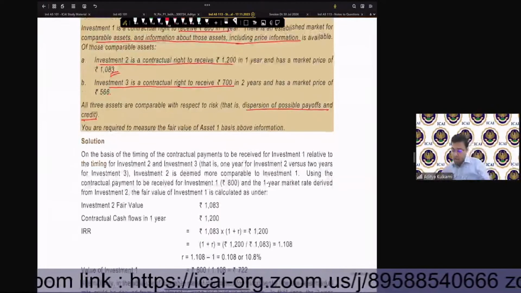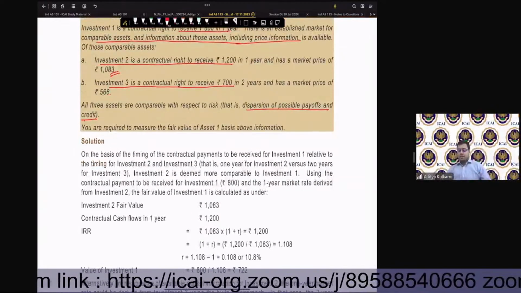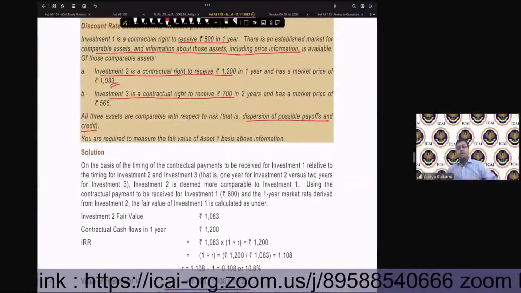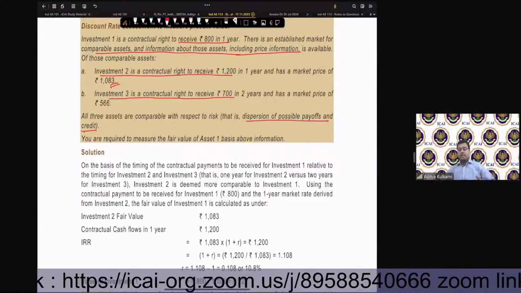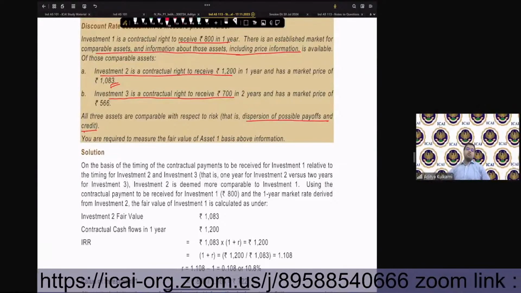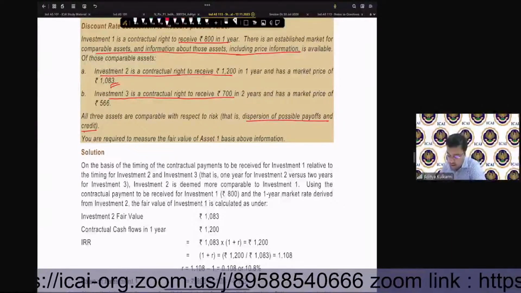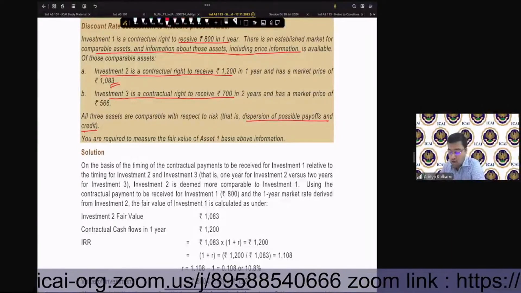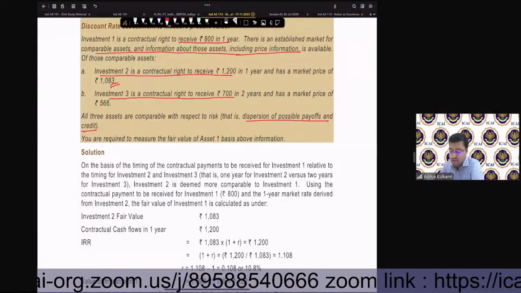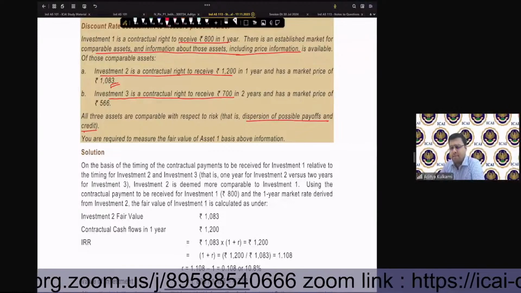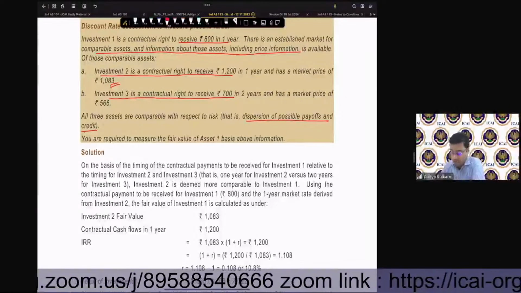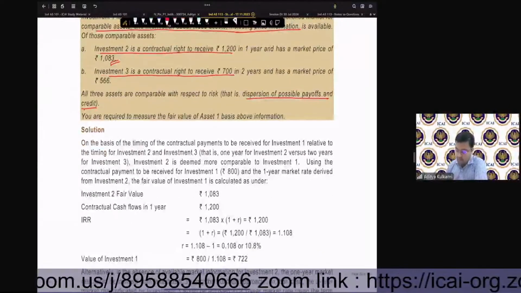Okay. So I have two investments. One that gives me a return within 1 year, another that gives me a return within 2 years. So obviously, what will I prefer for valuation? The one that gives me the return within the first year. Okay, so therefore, how do I do the valuation?